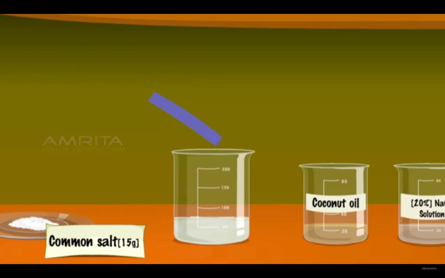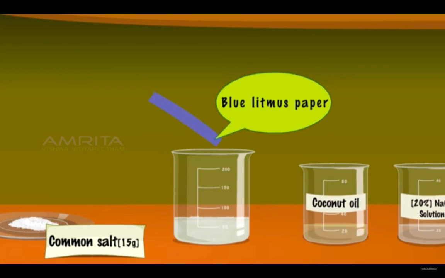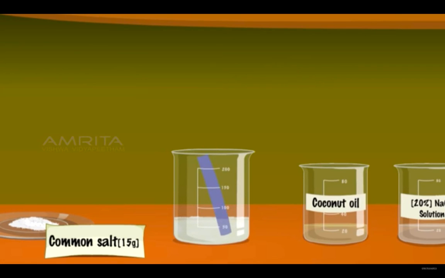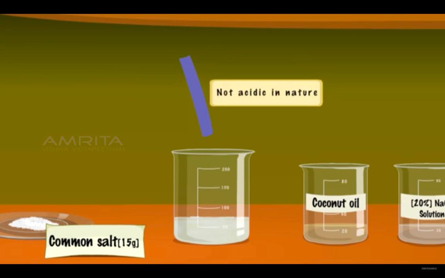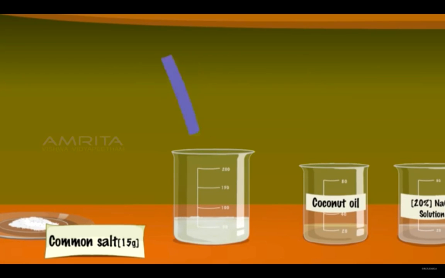Dip a blue litmus paper in the suspension. The color of the blue litmus paper remains the same. This shows that the soap suspension is not acidic in nature.